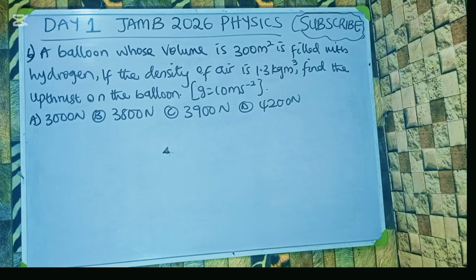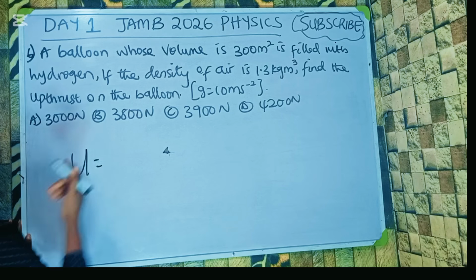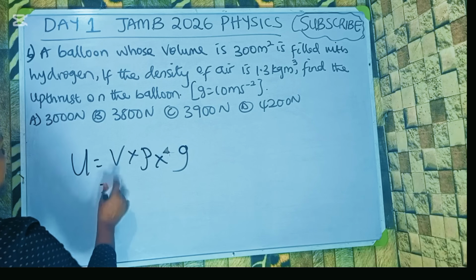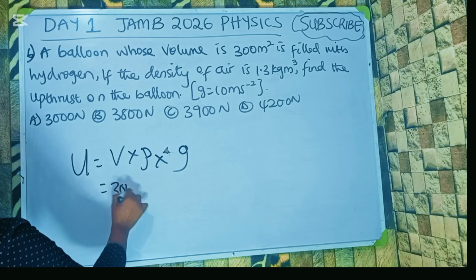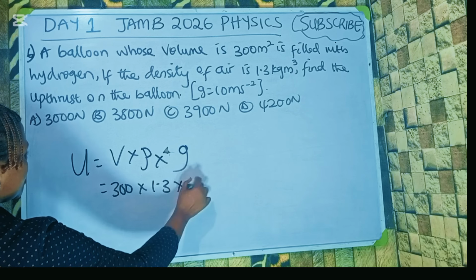Question 6. A balloon whose volume is 300 meters cubed is filled with hydrogen. If the density of air is 1.3 kilogram per meter cube, find the upthrust of the balloon, and we are given g to be 10 meters per second squared. So guys, looking at what we have, we should know what upthrust is. Upthrust is volume times density times g, right? What is the volume? Given as 300, my density is 1.3, and my g is what?